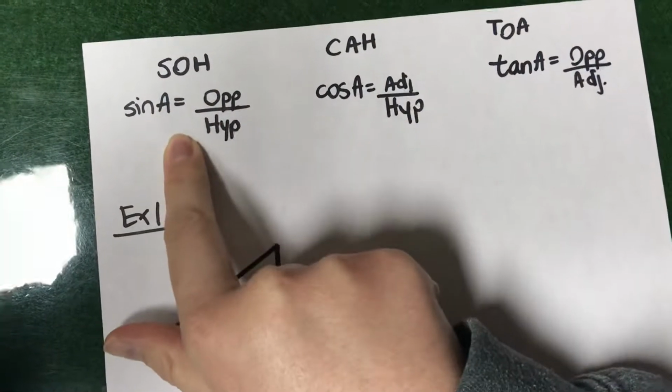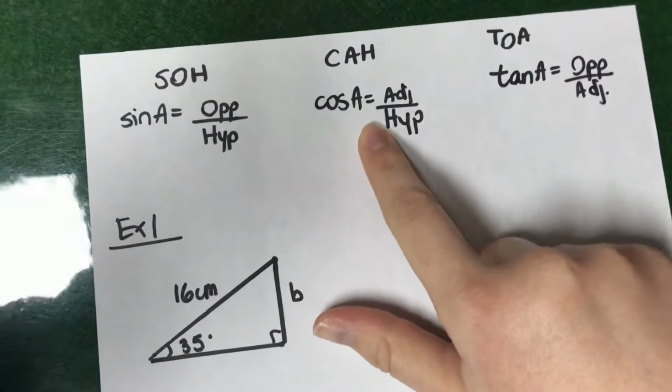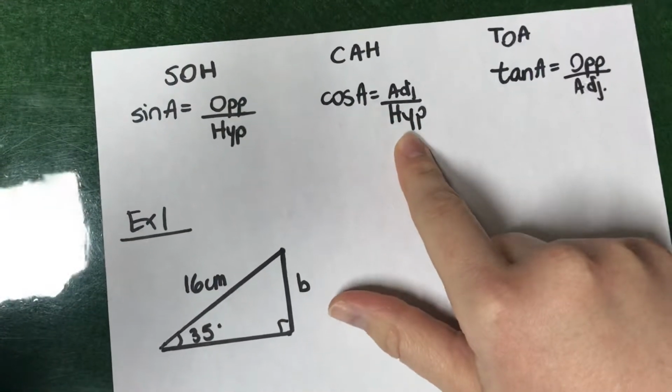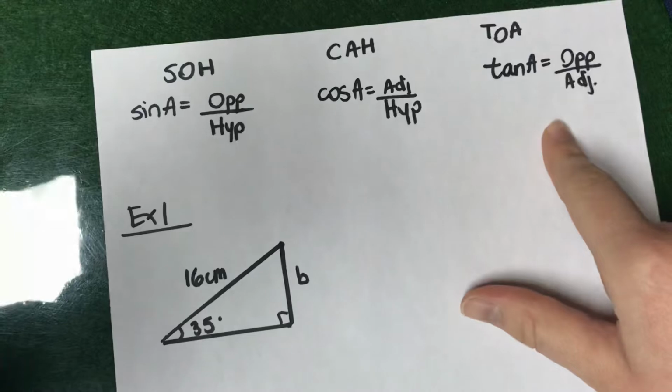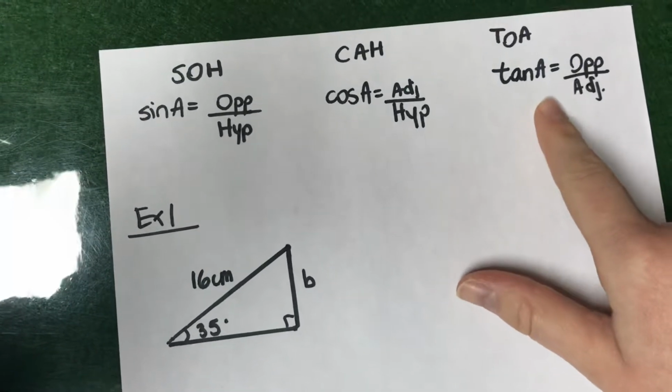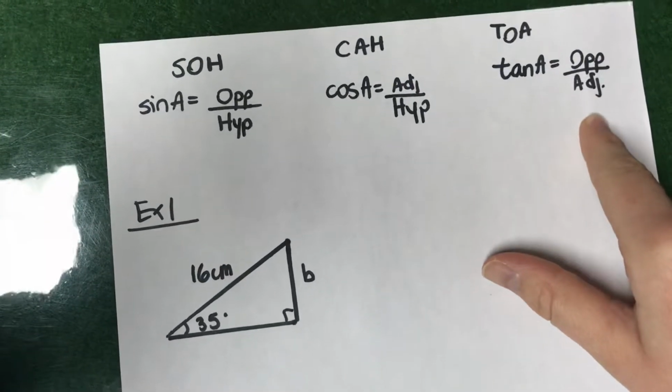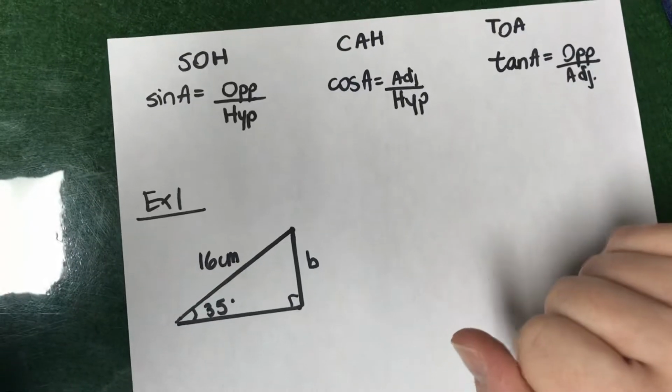SOH to help us remember. Cosine is equal to adjacent over hypotenuse, and we say CAH to help us remember. And tan of an angle is equal to opposite over adjacent, and we use TOA to help us remember.